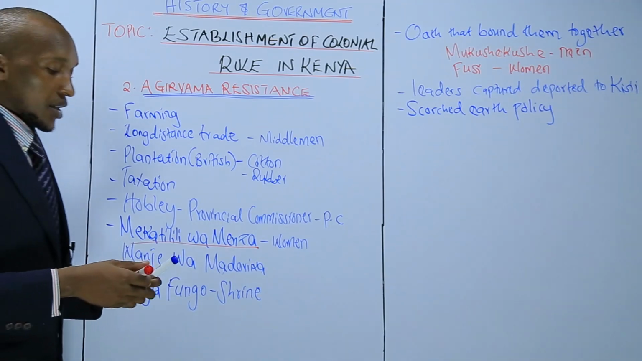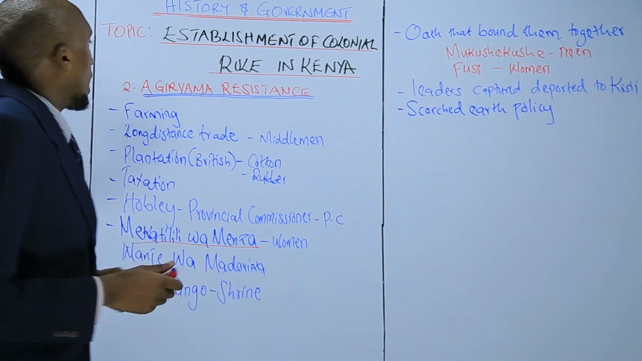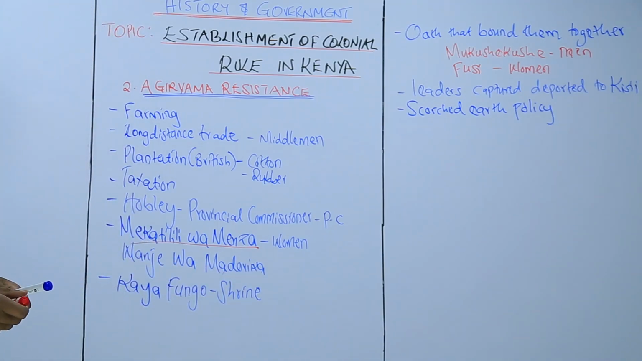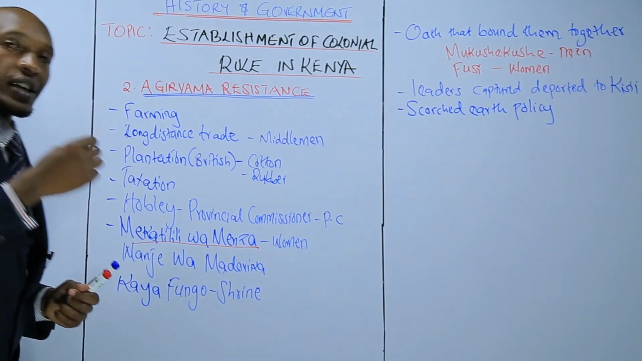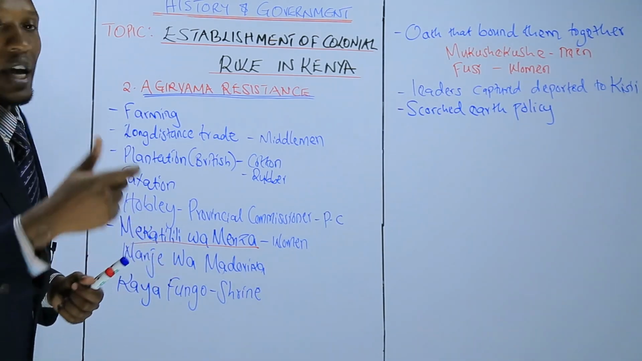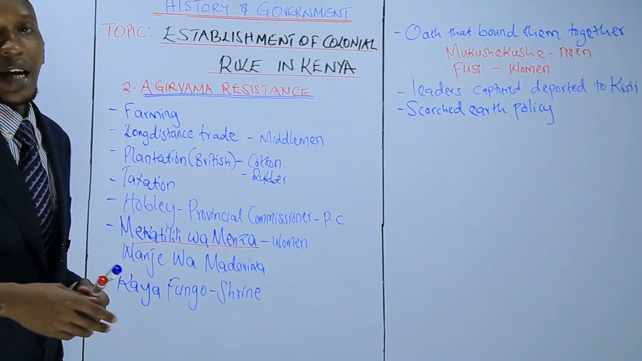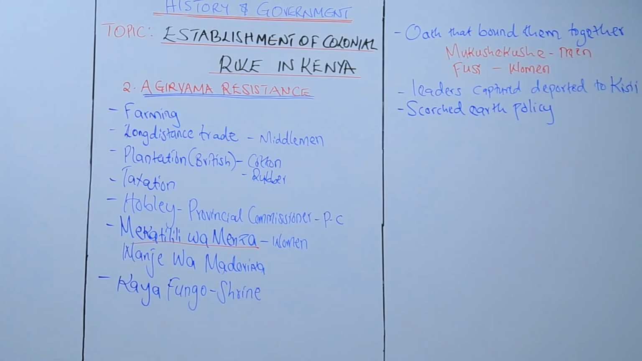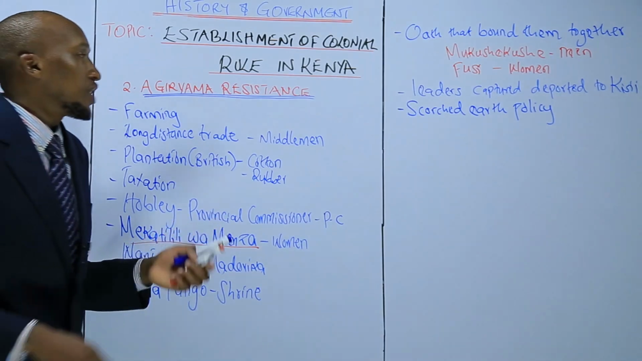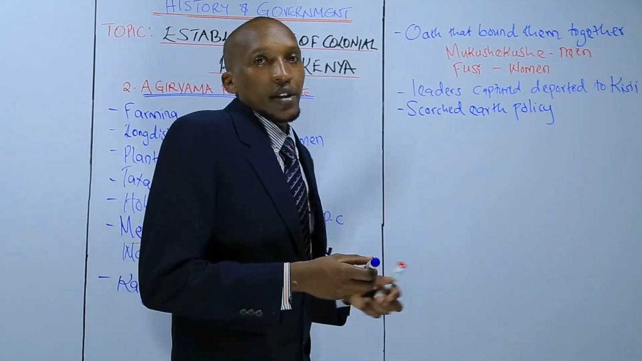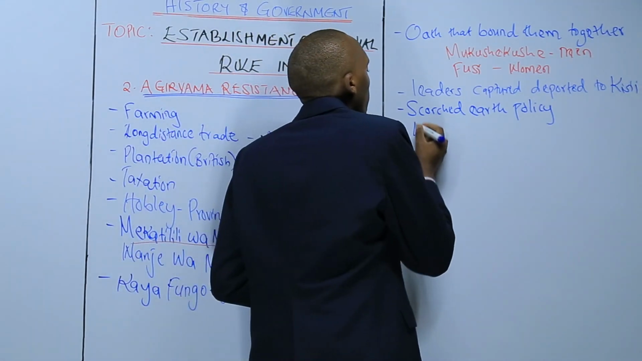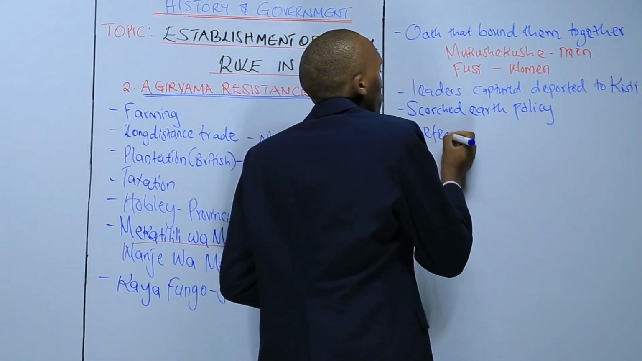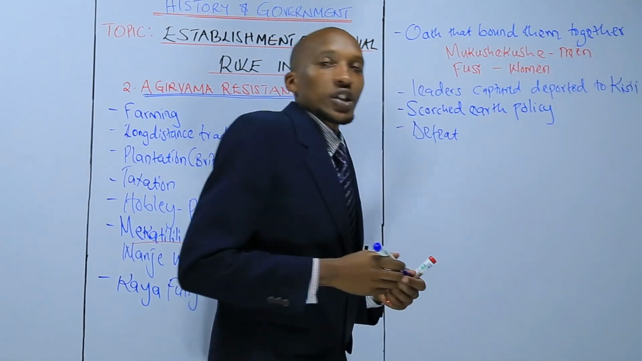their activities. So as we end our lesson today, we have been looking at the cause of the Agiriama resistance, how their resistance took place and how it continued. So we said eventually they were defeated because of the strong weapons that the British had.